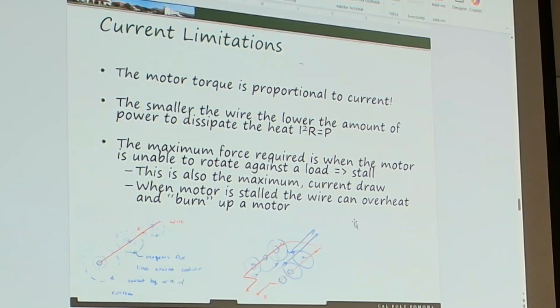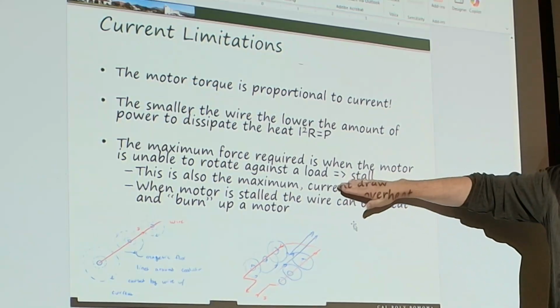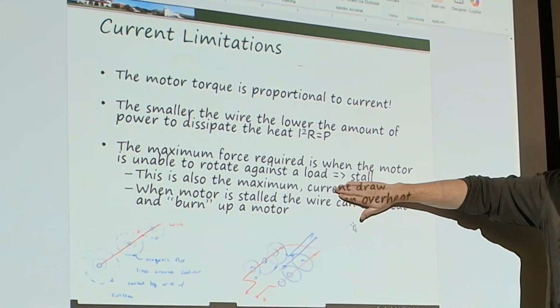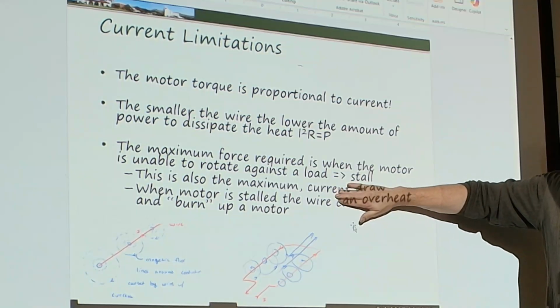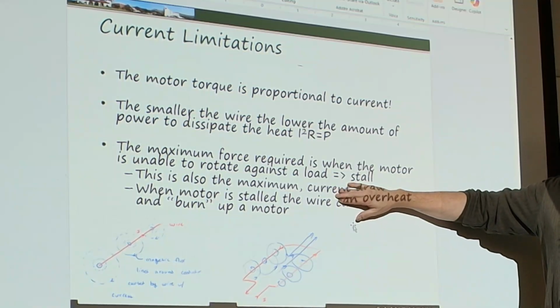Bottom line of what I'm getting at is, when we stall, we have no rotation. We have no rotation, our energy is dissipated as thermal. We can't dissipate that thermal energy, it goes up in smoke.